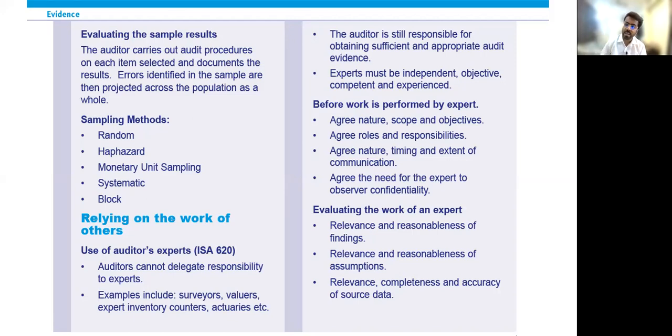Okay. Next, the auditor is still responsible for obtaining sufficient and appropriate audit evidence. And that expert should be how? He should be independent. He should be objective. He should be competent and experienced. I hope you know all of these words by now. We know what is independence, what is objective, what is competent and experienced.